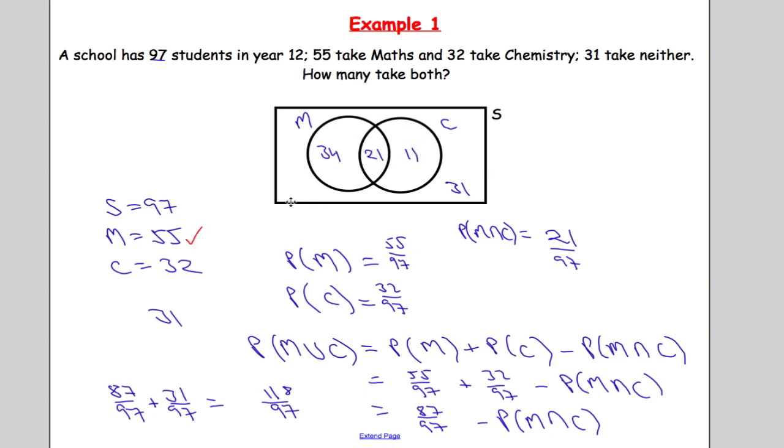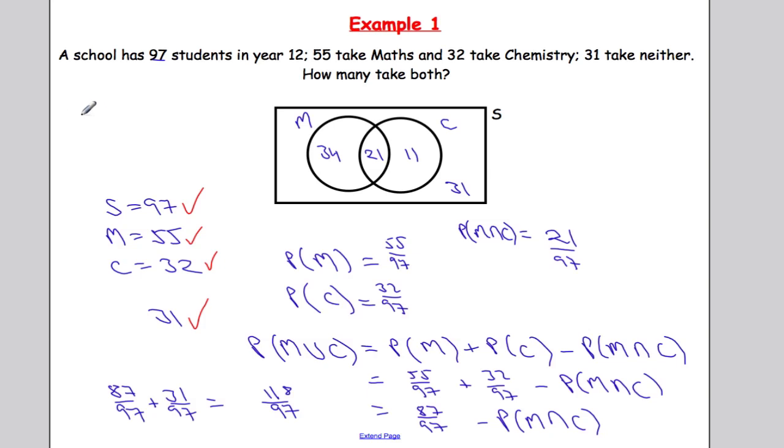21 and 11 is 32, so that's good. I know that 31 people take neither, that's okay. And if I add them all together, 34 plus 21 plus 11 plus 31, 4 and 1 is 5, 6, 7, so that's the 7. 3 and 2 is 5, 6, 7, 8, 9. That's the 97 people that were in the sample space. And that's how we can use a Venn diagram to solve a problem.